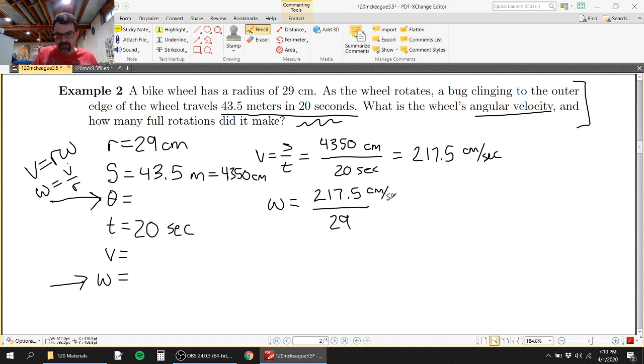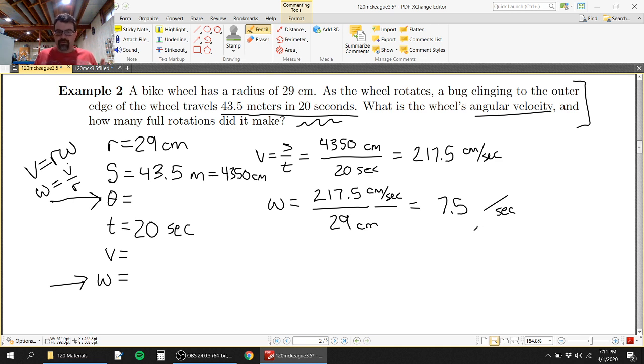And if we put the units in, centimeters per second and centimeters, the centimeters are going to cancel. And we'll still have per seconds involved, so we'll get an answer, and it'll be something per second. Now, if we do the little computation, we get about 7.5.